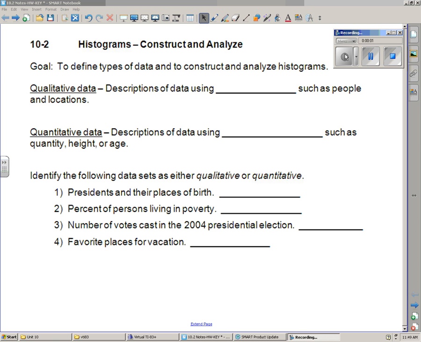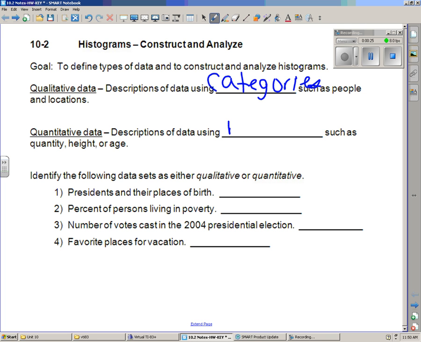So for today's lesson, we're going to talk about histograms, and we'll do some construction and analysis of them. But before we do that, we want to talk about a couple different vocab words. One of them is qualitative data, and that's descriptions of data that uses categories, such as people and locations. Another type of data is quantitative, and that's descriptions of data using numbers, such as quantity, height, or age.